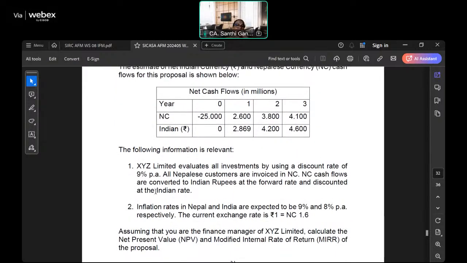We are given further information. XYZ Limited evaluates all investments by using a discount rate of 9% per annum. All Nepalese customers are invoiced in Nepalese currency. They are converted into Indian rupees at the forward rate and discounted at the Indian rate. Inflation rates in Nepal and India are expected to be 9% and 8%. Current exchange rate is 1 rupee is equal to 1.6 Nepalese currency.